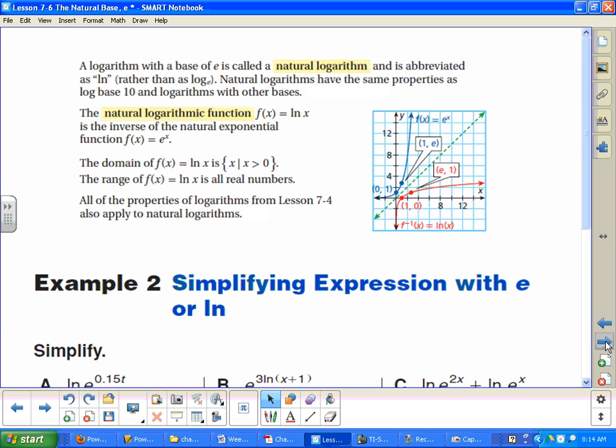Now, a logarithm with a base of e is called a natural logarithm, and it's abbreviated as ln rather than as log base e. So we will be using this symbol here, ln, instead of log base e. Natural logarithms have the same properties as all other logarithms because it's still just a logarithm with a base. It's just the base is e, which is 2.71828.